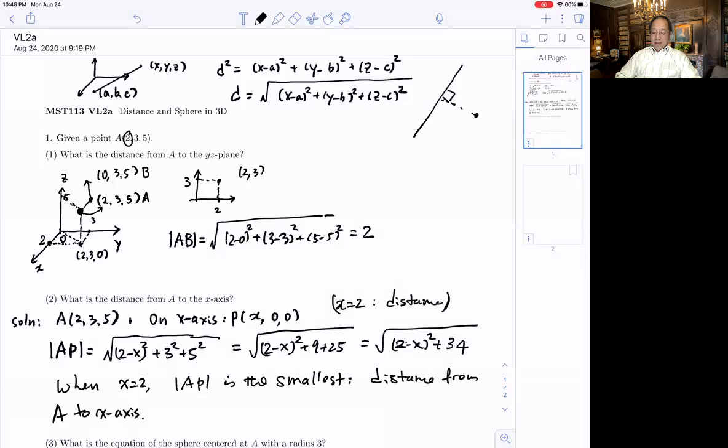Okay, and that means the distance between A and the x-axis is the square root of 34, okay? All right, let's pause over here because we still have 2 problems.